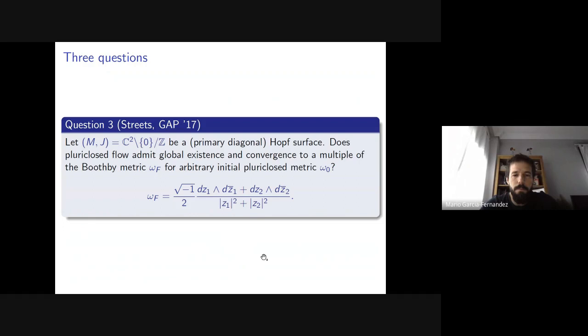And even more specific, so what happens on the baby example of the Hopf surface? So surprisingly, 7 years after the introduction of pluriclosed flow, for the most naive non-Kähler manifold, which is the Hopf surface, it was not known whether pluriclosed flow admits long-time existence and convergence with arbitrary initial data. So there were results with left-invariant initial data, but it was not known whether the flow was converging if you're taking an arbitrary pluriclosed metric as a starting point for the flow. So then my question three, which was asked by Jeff Streets in this Geometry and Physics conference in 2017, is: does pluriclosed flow admit global existence and convergence to a multiple of this explicit Boothby metric for arbitrary initial pluriclosed metric omega? Okay. Any questions so far?